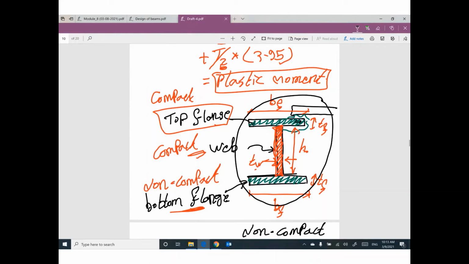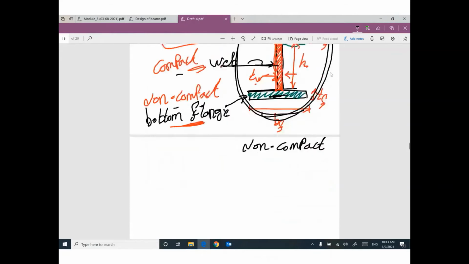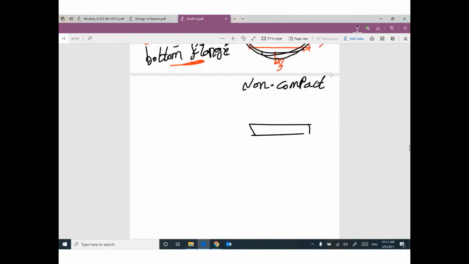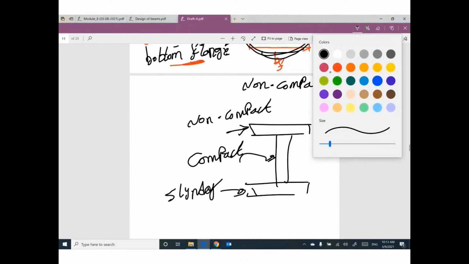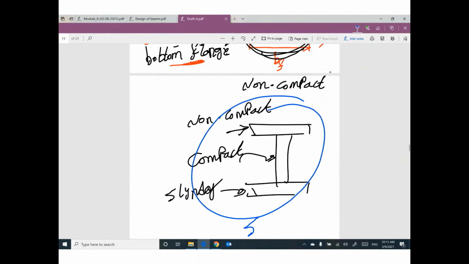As I told you, if you found this flange compact, this web compact, and this flange non-compact, the whole cross section will be non-compact. For another example, if you have this cross section and you found this one is non-compact, this part is compact, and this one is cylinder, what is the final conclusion about this cross section? Cylinder.